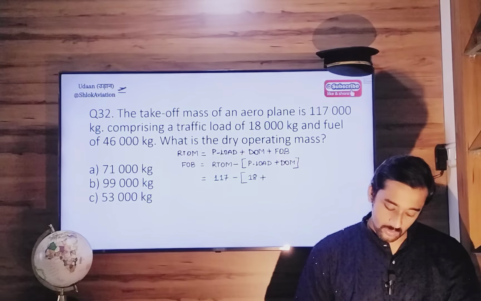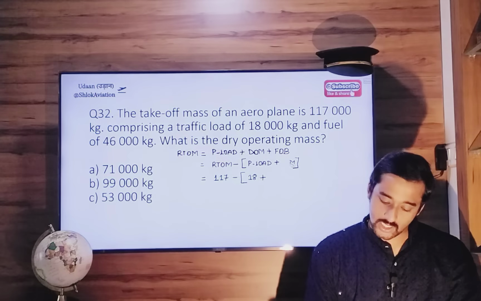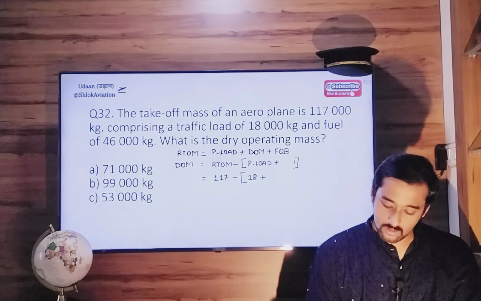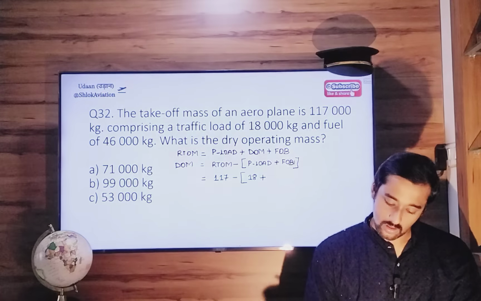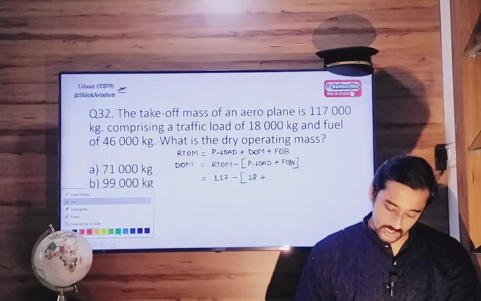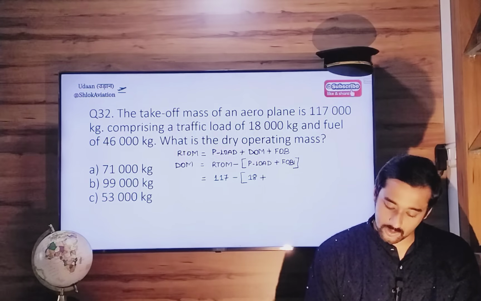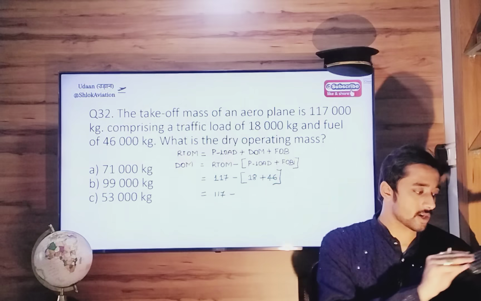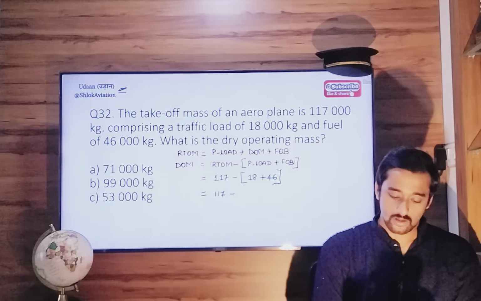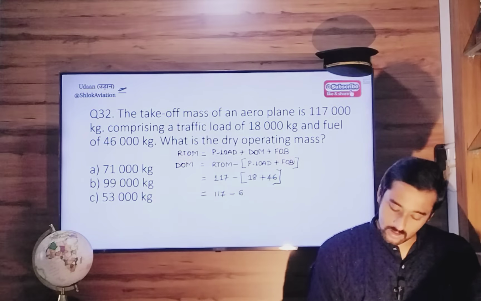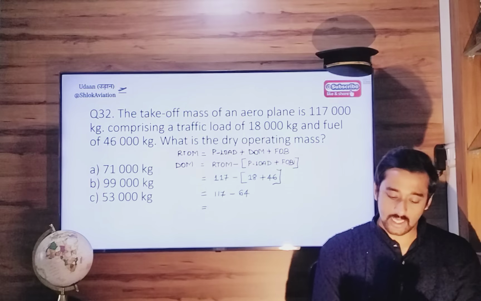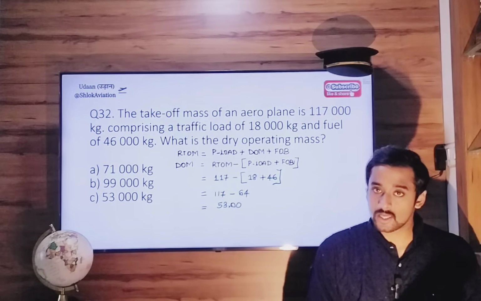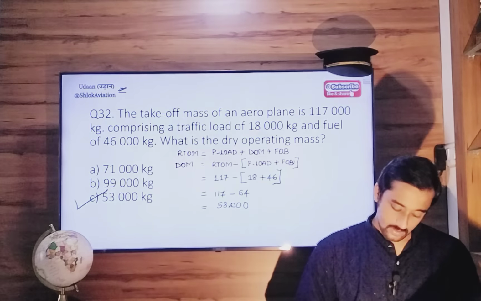Okay, we have to find out DOM, not fuel on board. So just change this. So payload plus fuel on board. What is fuel on board? Fuel on board is 46,000. So 117 minus 18 plus 46, that is 64. So 117 minus 64 is 53. So 53,000 kg is your answer, Charlie.